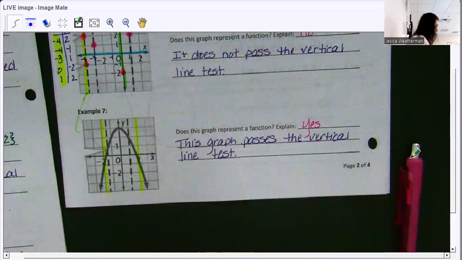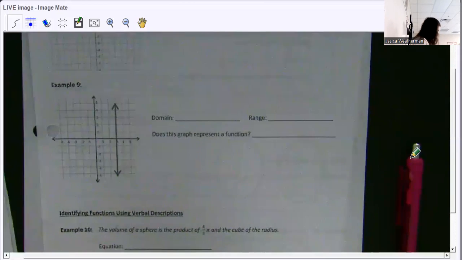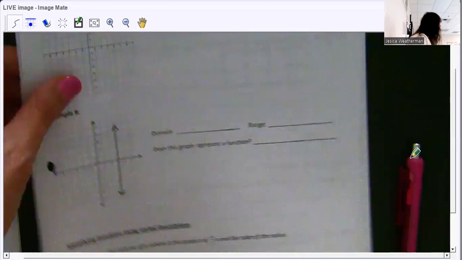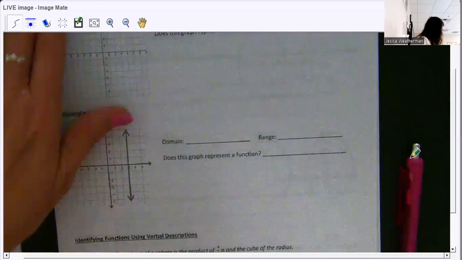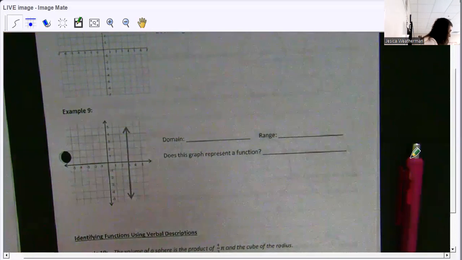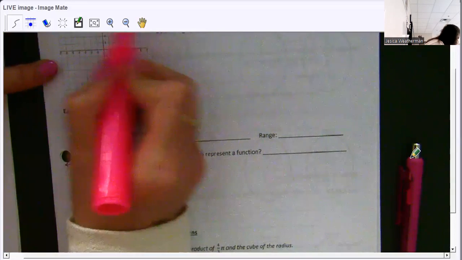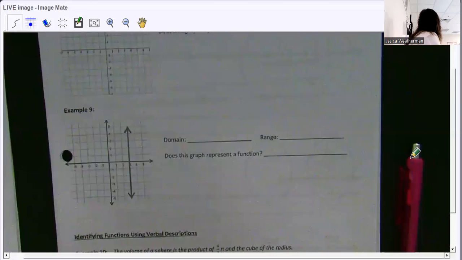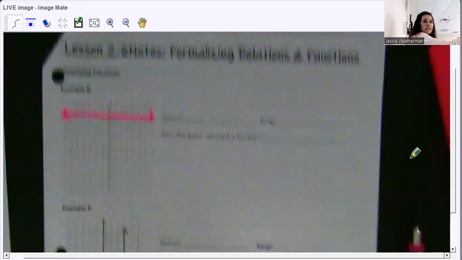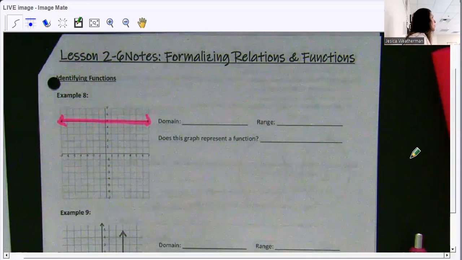All right, good. Okay, let's move on to page 3. We are going to work on domain and range. So we're going to look at a graph. We're going to determine what the domain is, what the range is. So here is our line right here. And sometimes it's hard to read the domain and range. It takes us a little bit of practice.